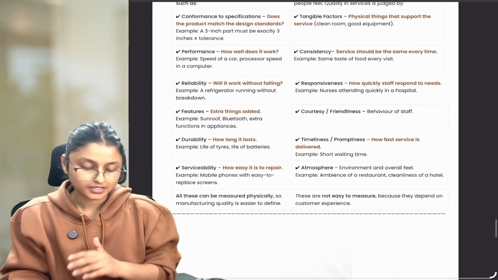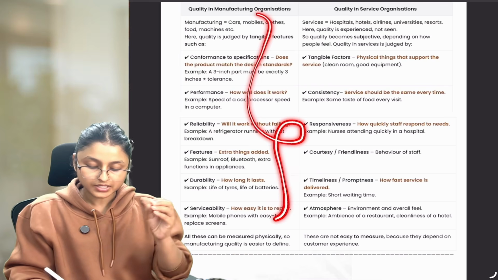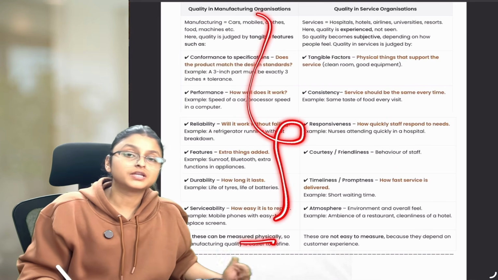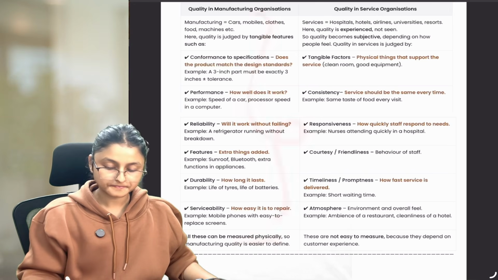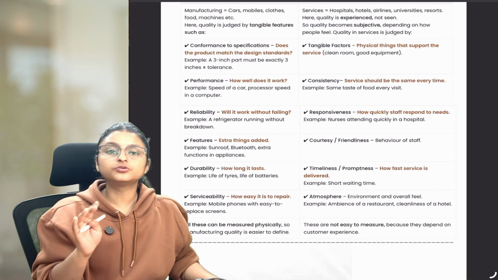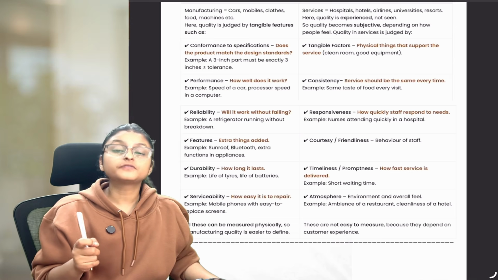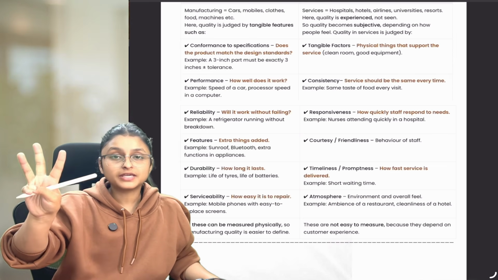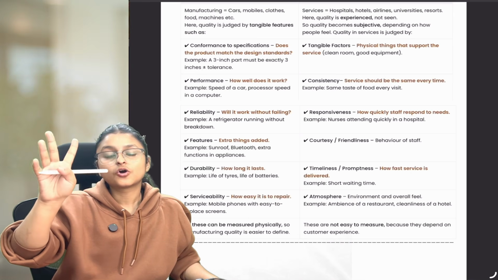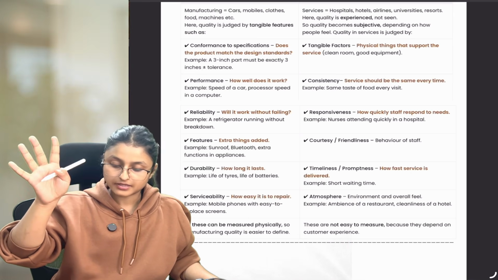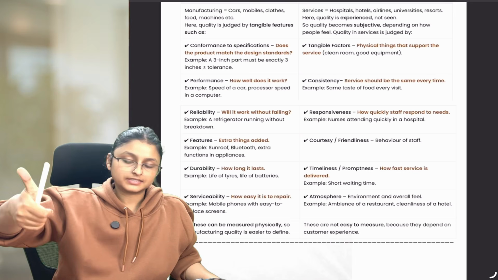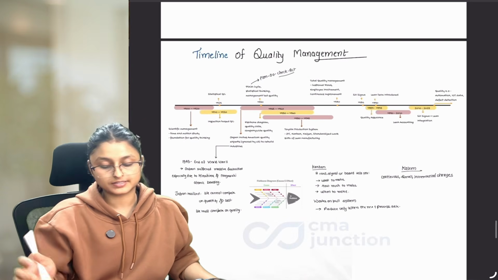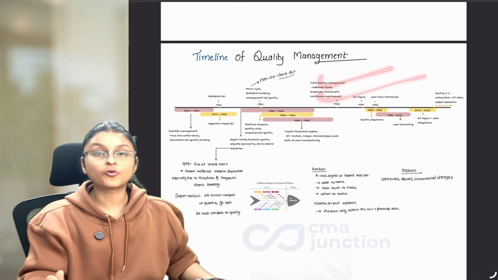But in case of products, we are able to physically measure all the features, whether they are available or not in the product. So for services, how will you measure the quality? On the basis of experience. So the tangible feature, promptness, behavior, cleanliness, or we can say the ambience, atmosphere, consistency. All of these are the things on the basis of which we are going to judge services. Now next comes the timeline of quality management.